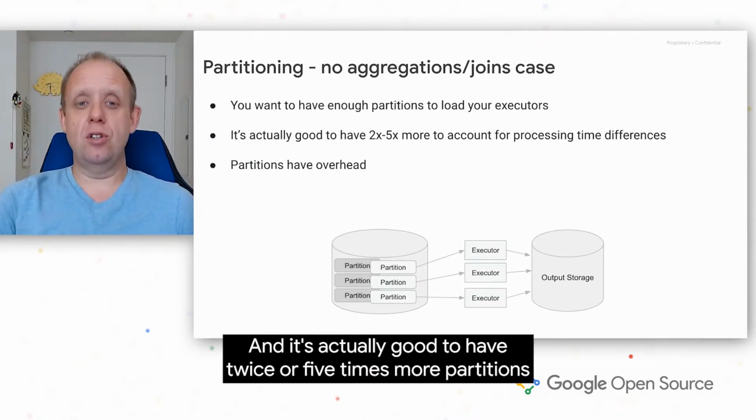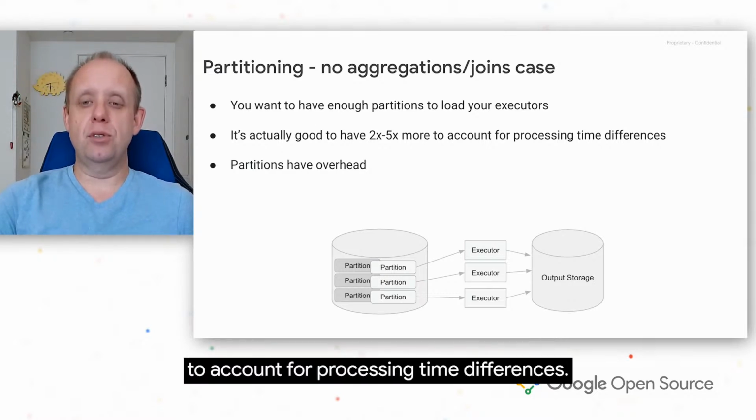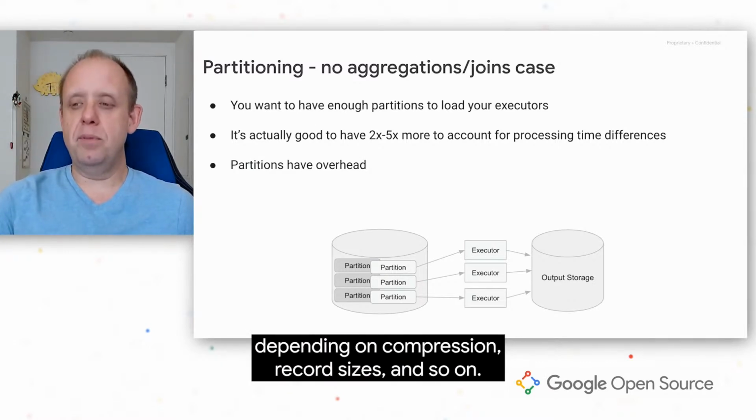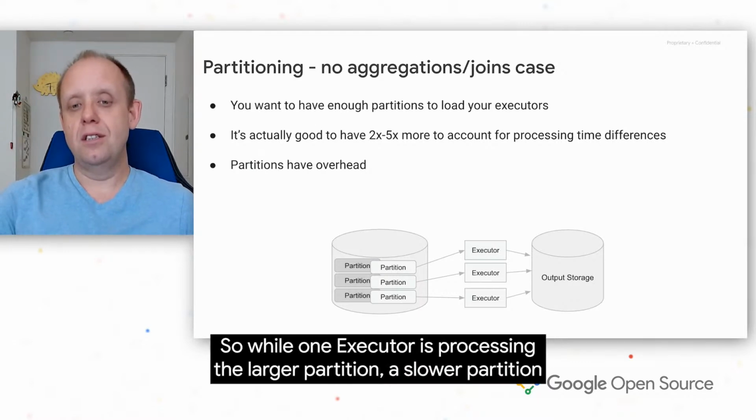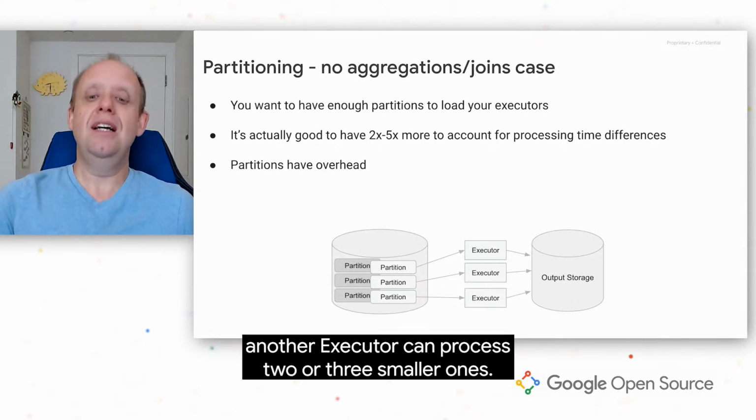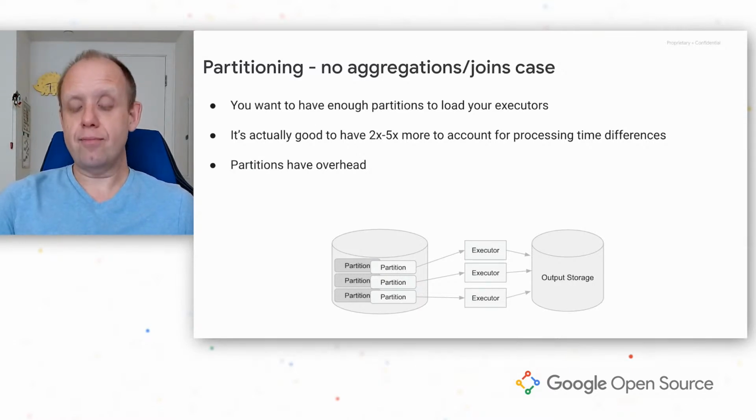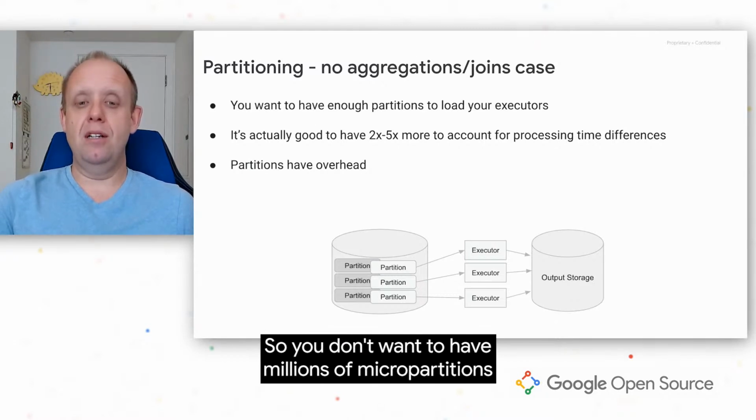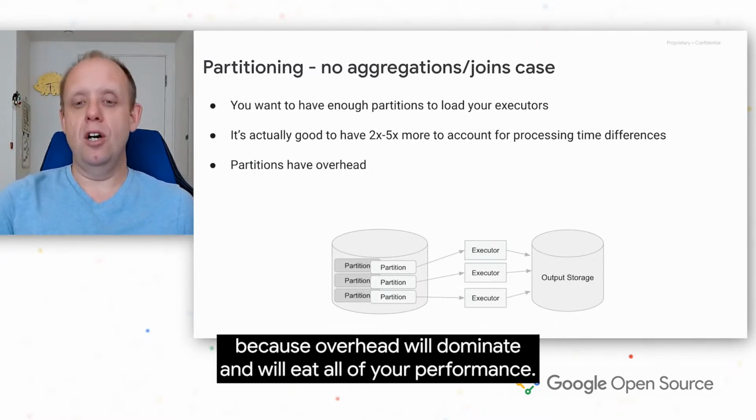And it's actually good to have twice or 5 times more partitions to account for processing time differences. Even with partitions of the same sizes, processing time can vary depending on compression, record sizes, and so on. So while one executor is processing a larger or slower partition, another executor can process 2 or 3 smaller ones. But remember, partitions have overhead. So you don't want to have millions of micro partitions because overhead will dominate and will eat all of your performance.